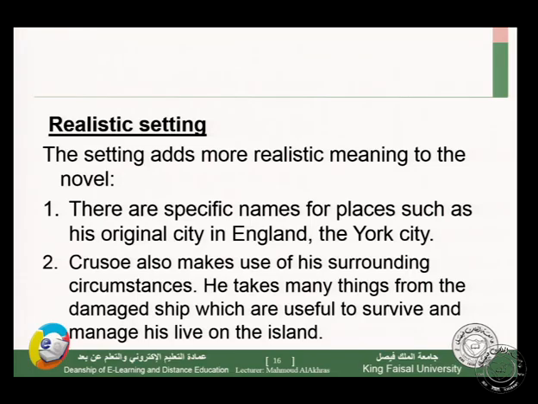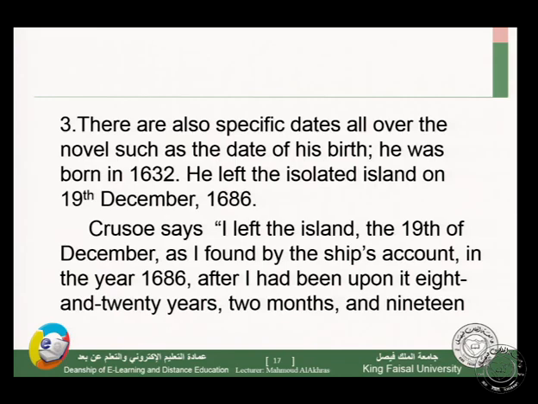So Crusoe also makes use of his surrounding circumstances. He takes many things from the damaged ship which are useful to survive and manage his life on the island. A third one for the setting: there are also specific dates, the time. You remember we have place and time, and environment, social circumstances.